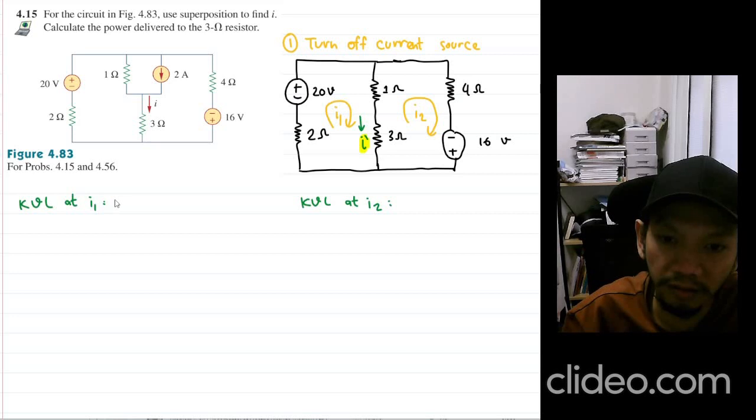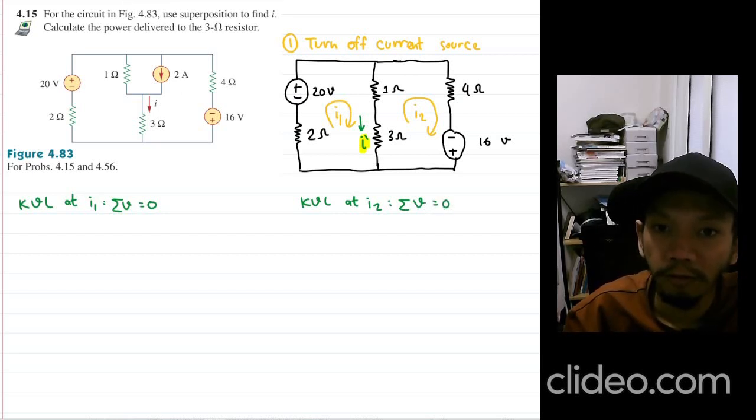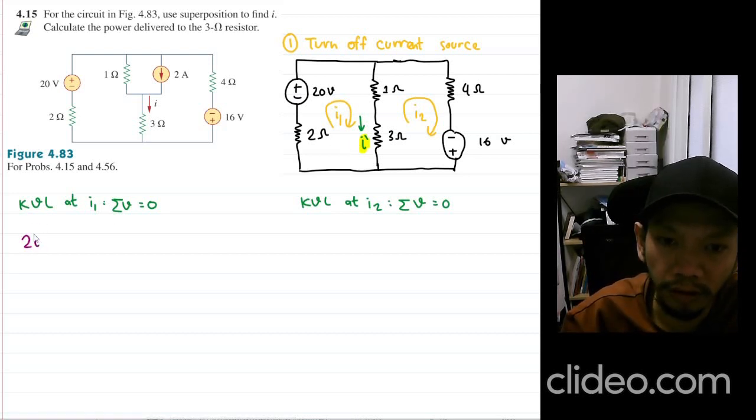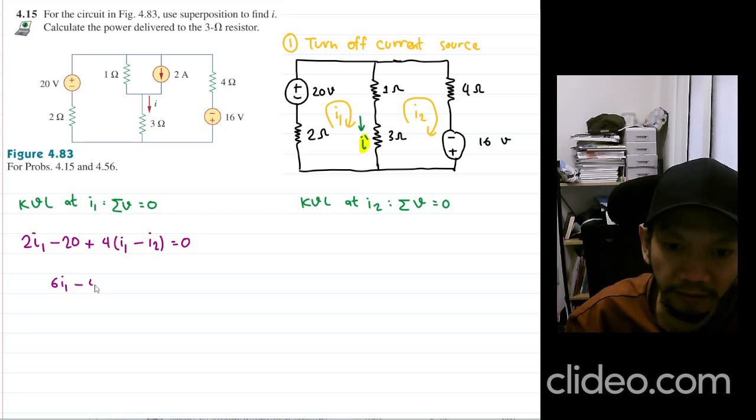KVL says that the sum of voltages in a loop will equal 0. So here we will have 2I1 minus 20 plus 4 times (I1 minus I2), all of that equal to 0. Now let's simplify: 2 plus 4 is 6, so I have 6I1 minus 4I2, all of that equal to 20.